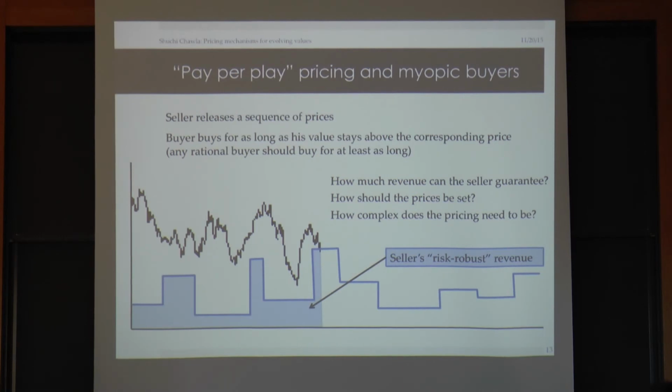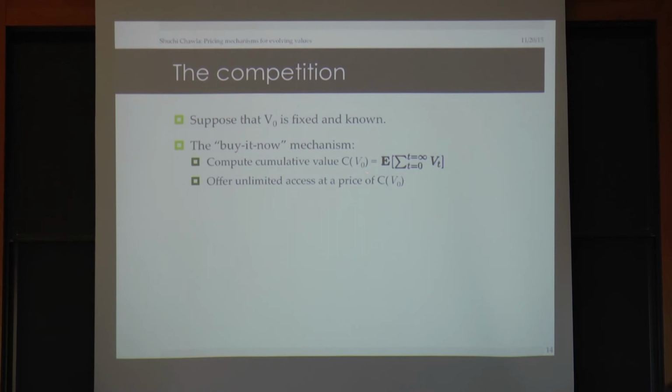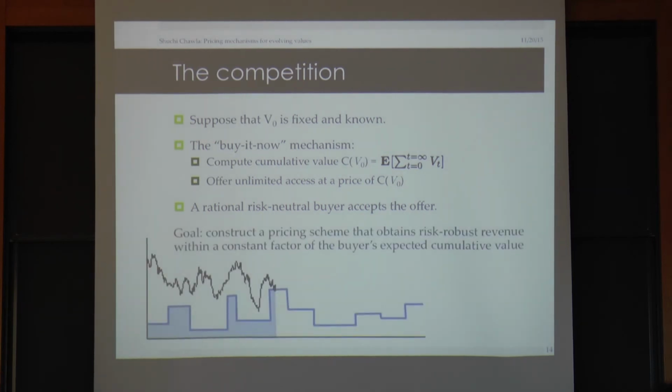Okay, so now the question is, is this any good? Let me say what we want to compete against. So here's what a different mechanism might do. If this mechanism knew where the value of the buyer started out, and suppose it knew how the value evolves, this mechanism could say on the first day itself, well, I want to charge you your total expected value that you accumulate in the future, but then I'll give you unlimited access to the app. And if the buyer were risk neutral, then the buyer would accept this offer. Okay, and this is a mechanism that we want to be able to compete against.